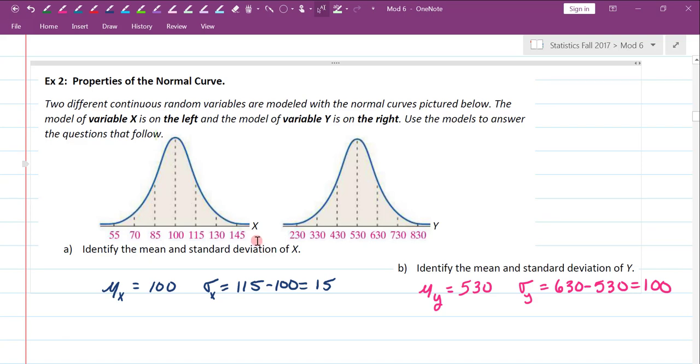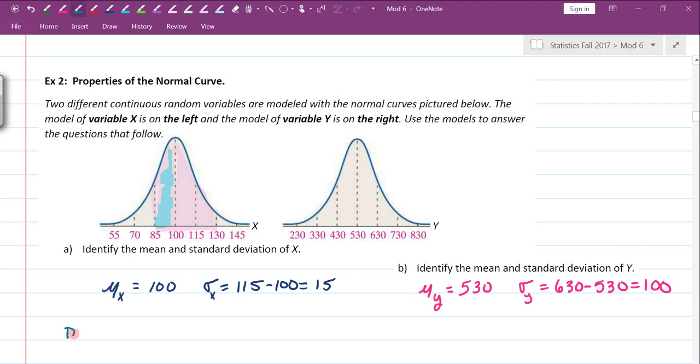Question D says using the model for a random variable x, that would be this one over here, what percentage of occurrences would we expect to find between the values of 85 and 130? So 85 right here, let me highlight the area of interest, 85 and 130, okay? This is the area that we're interested in. Now if you look, you're going to notice that the area from 85 to 100 is just 1 standard deviation away, correct?